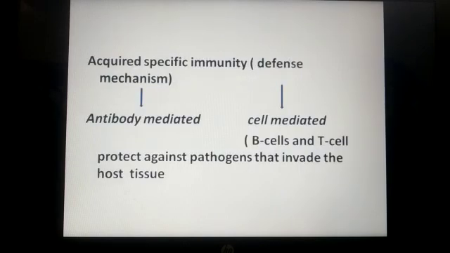I will summarize the acquired specific immunity. Acquired specific immunity is of two types, antibody mediated and cell mediated. These work with the help of two types of cells, that is B lymphocyte cells and T lymphocyte cells. These two help and protect against pathogens that invade the host tissue. Here host stands for human body.